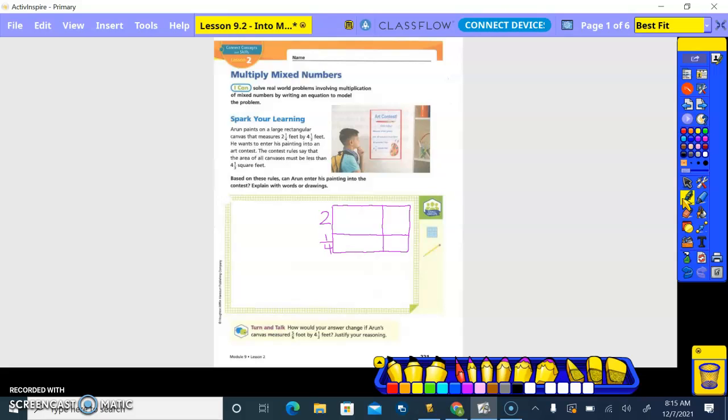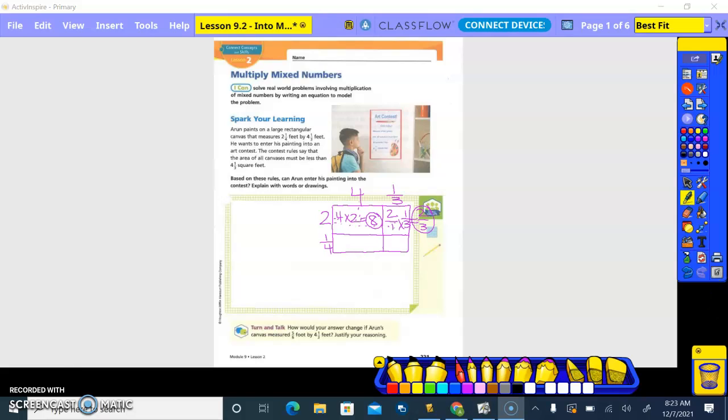Then 4 1/3 we break into what? 4 and then the 1/3 right here, right? So for this box right here, we would take what? 4 times 2 and get what? 8. So that's what I got for the area of that box. This one, I'm going to take 2 over 1 times 1/3, and it equals 2/3.